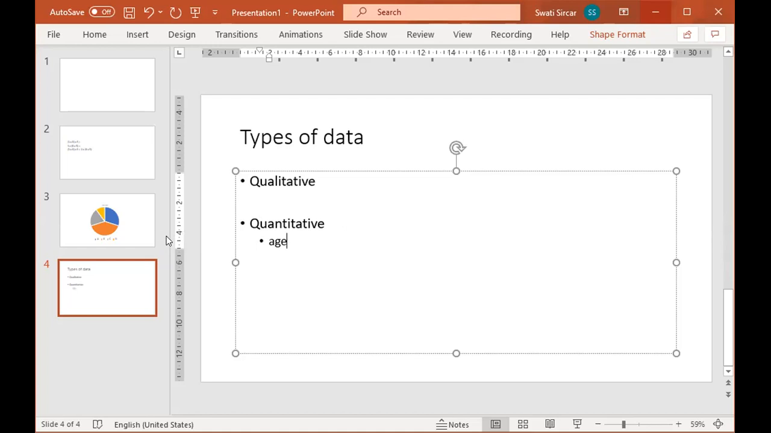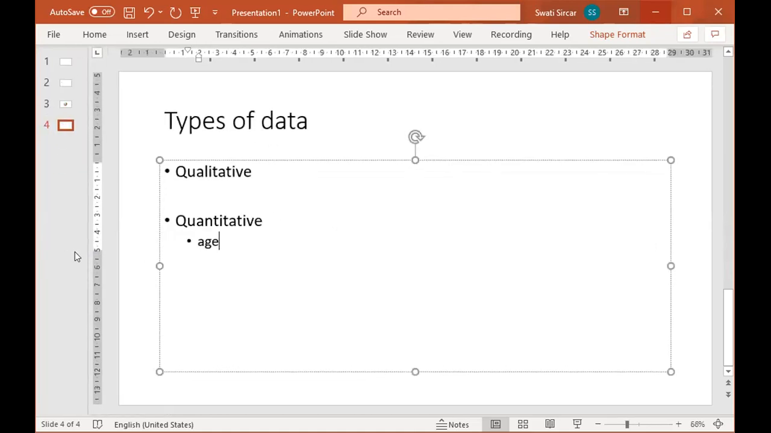Now, gender of the customer. Quantitative. Okay, you need to be clearer, because is it qualitative or quantitative? Qualitative. Okay, so that comes here. Phone number. Quantitative. Qualitative.